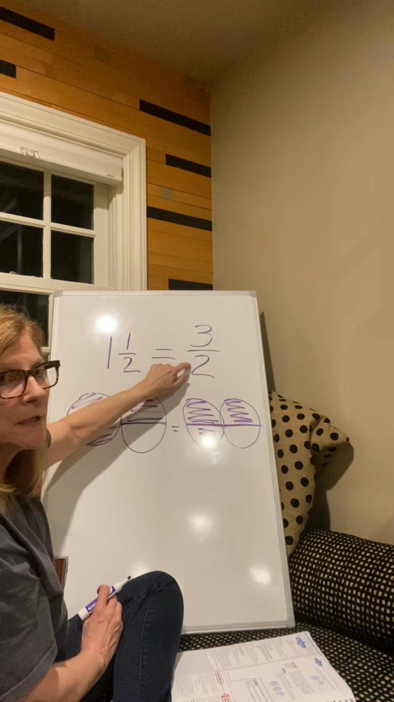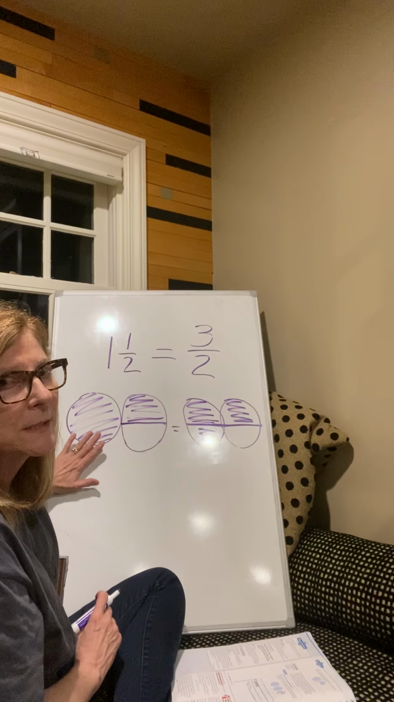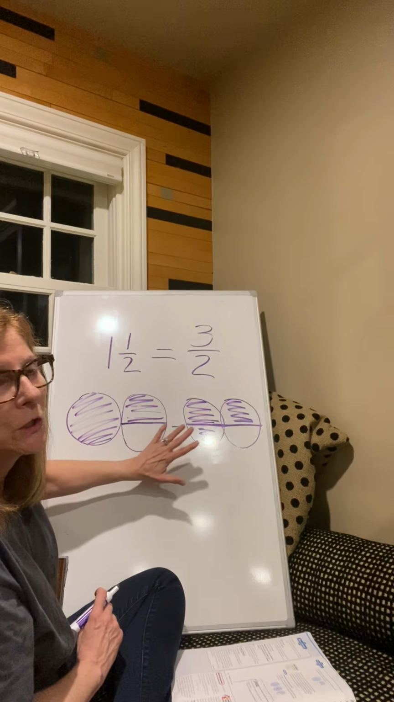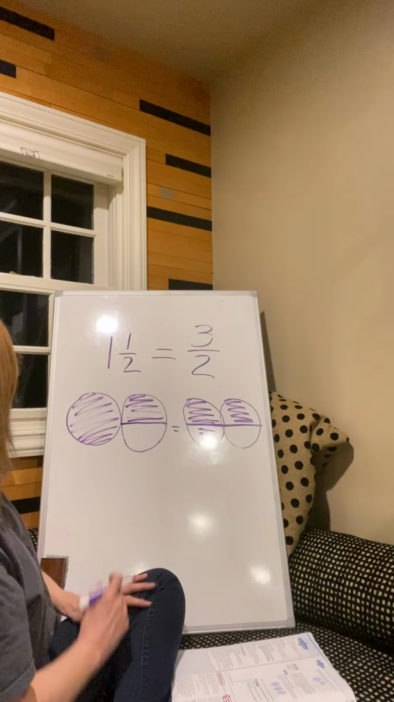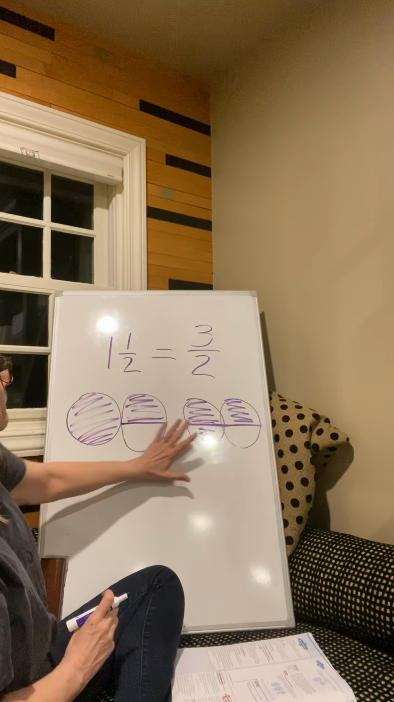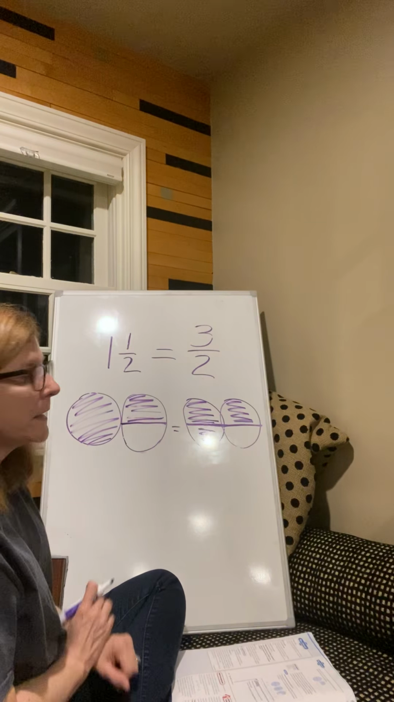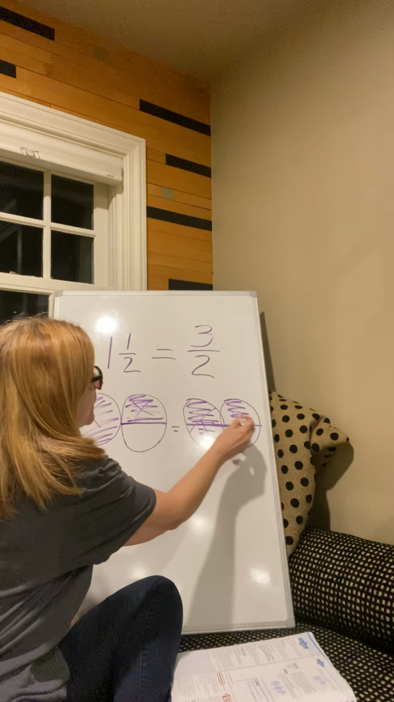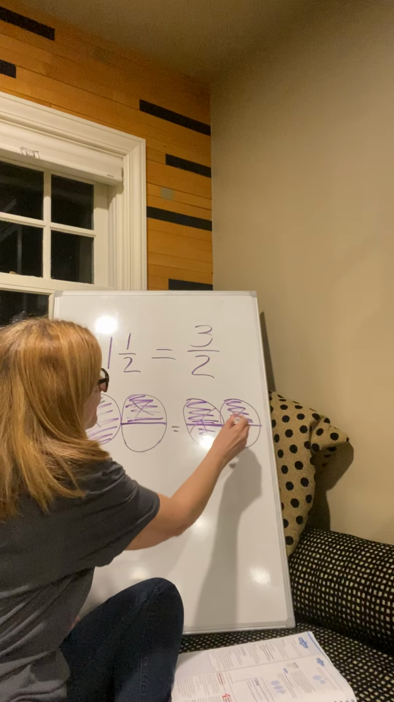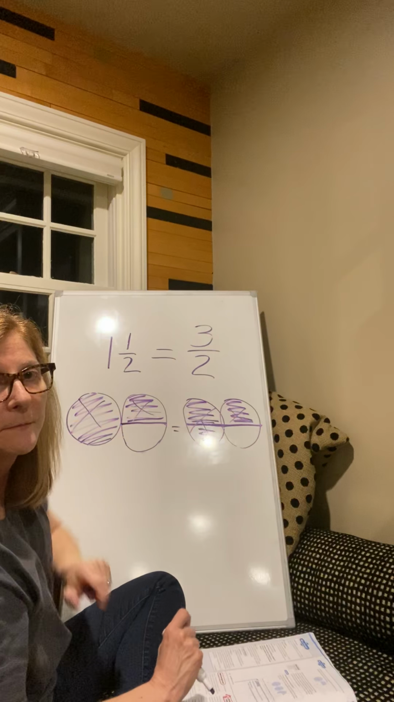Now look at my pictures. I know I made this one kind of big, but let's pretend like Mrs. Pullman was able to draw perfectly congruent circles. Okay? They're the exact same thing. Here's a whole, here's a whole. Here's a half, here's a half. So 1 and 1/2 is the same thing as 3 halves.